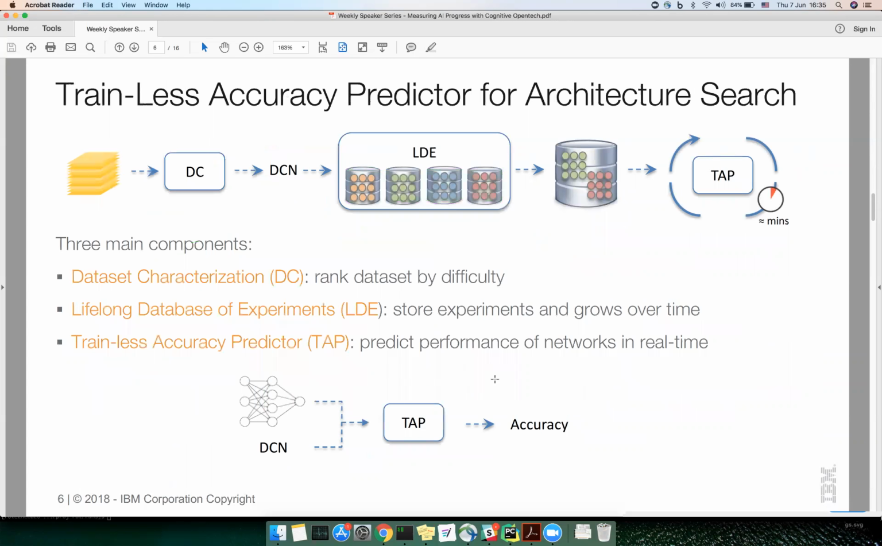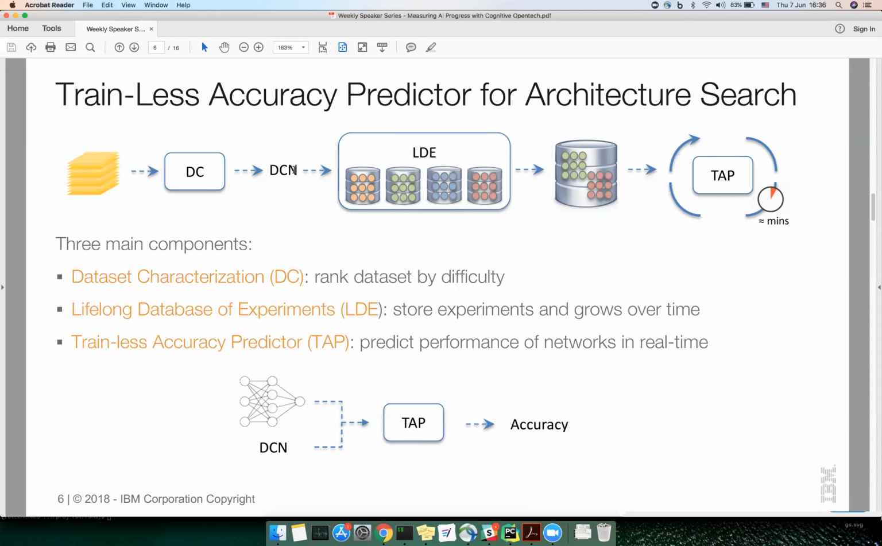When a new dataset comes into our framework, and this yellow box here represents the dataset, the first thing that we do is pass this dataset through the dataset characterization component that I already mentioned before. This component computes one number, the dataset characterization number, and this number gives us a hint of how easy or how difficult the dataset is.